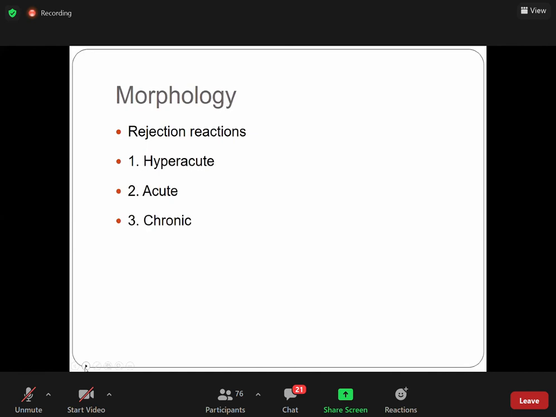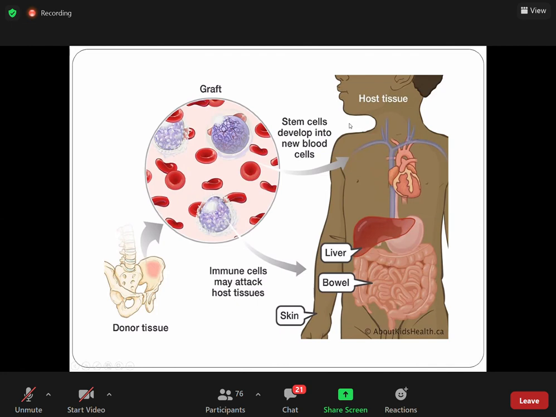And GVHD, graft versus host disease. This is the host, these are the tissues, and these are stem cells. The graft is blood cells. The stem cell divides into new blood cells, but some other immune cells may attack. Immune cells recognize the host tissues as foreign, and these immune cells may attack the host tissue. Most commonly involved are the gut and the liver. I'm sure you understand. The donor tissue attacks the host tissue.